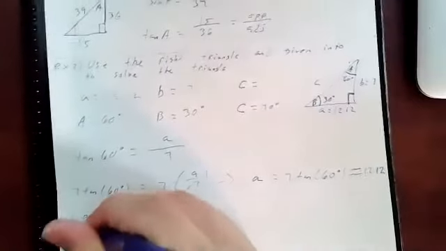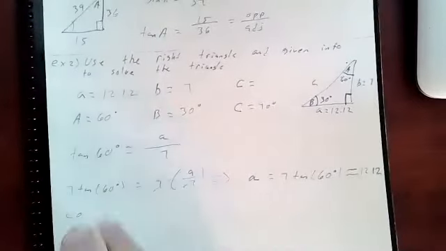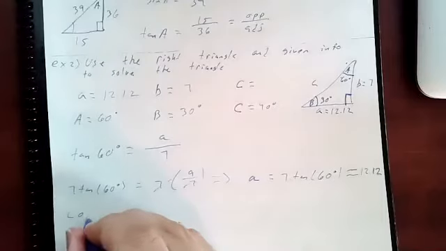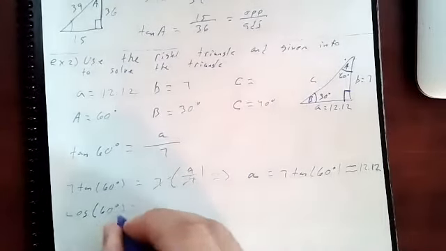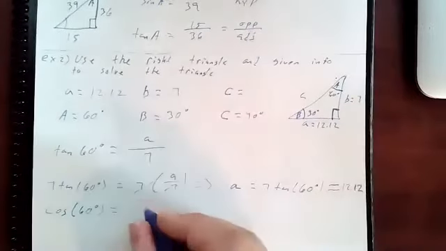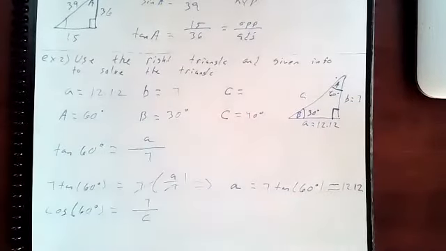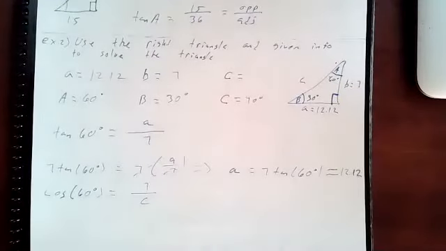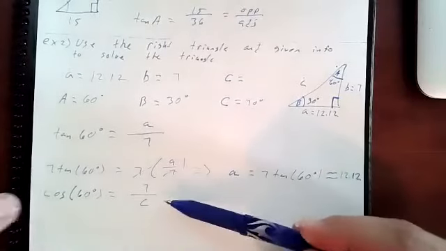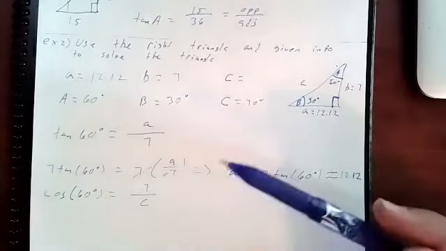Let me fix that. Cosine of 60 is equal to adjacent over hypotenuse. And I want to find the hypotenuse, right? That's the only thing that's missing now. So solve for c here. You can do the cross multiplication thing, or you can just think of it as me taking the reciprocal of both sides and then multiplying by 7.